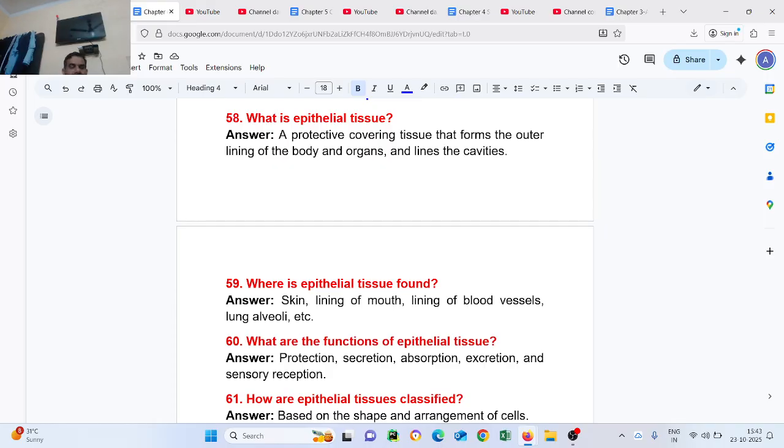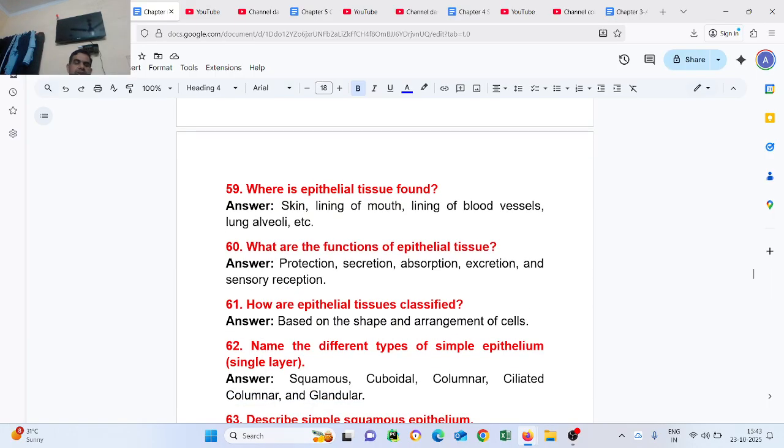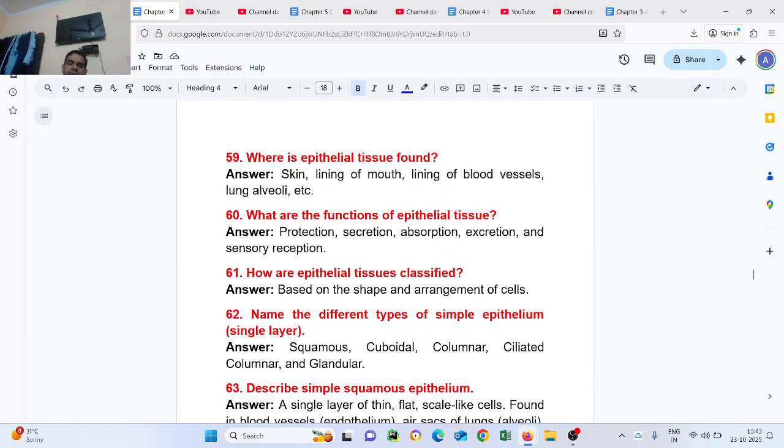Question number 60. What are the functions of epithelial tissue? Answer: protection, secretion, absorption, excretion, and sensory reception. Question number 61. How is epithelial tissue classified based on the shape and arrangement of cells? Question number 62. Name the different types of simple epithelium, single layer. Squamous, cuboidal, columnar, ciliated columnar, and glandular tissue.